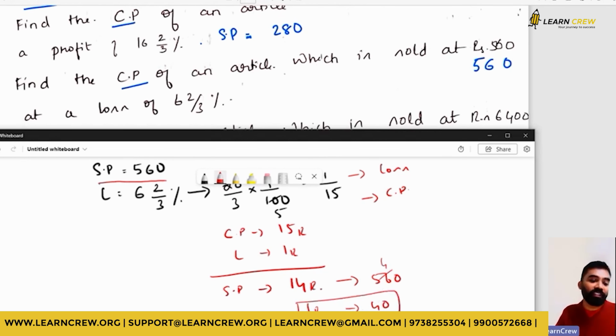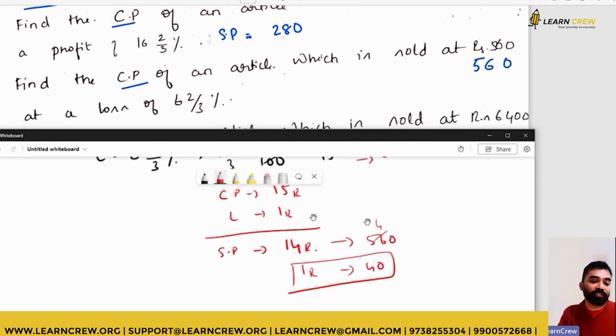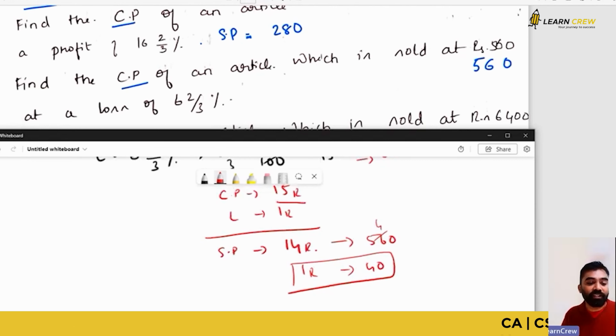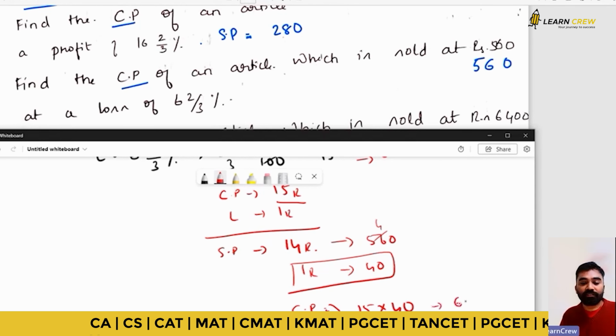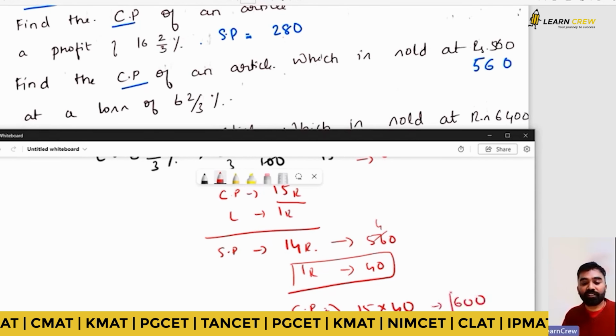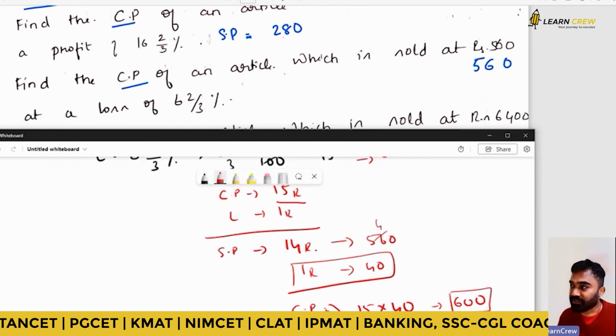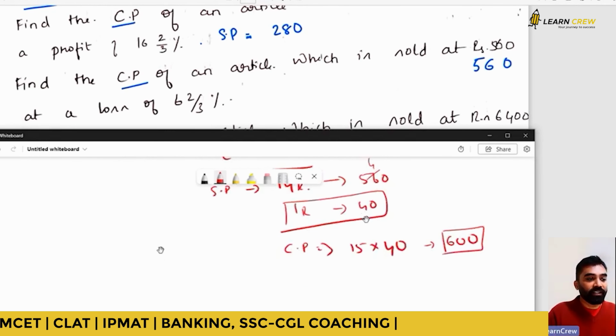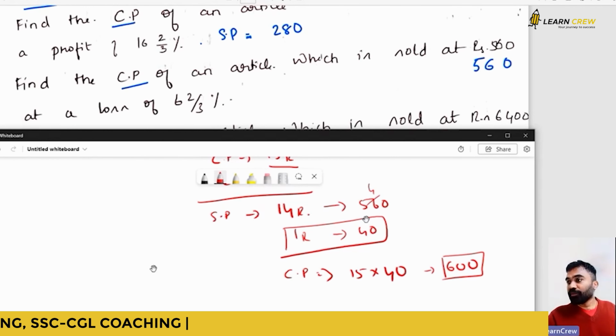If 1R is 40, they are asking me to find out cost price. So cost price is going to be 15R, which is 15 into 40. That's nothing but 600. 15 4s are 60, add an additional 0, becomes 600. Clear? Online? All clear? All till sixth one? Understood? You people? Vishnu?